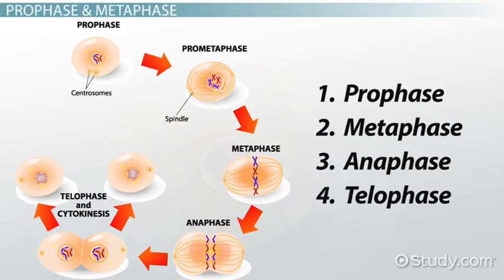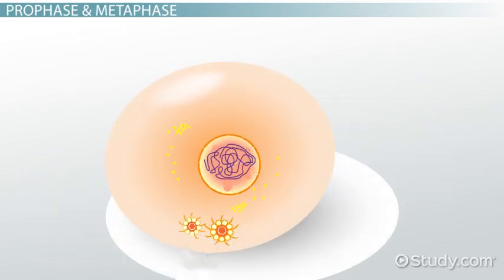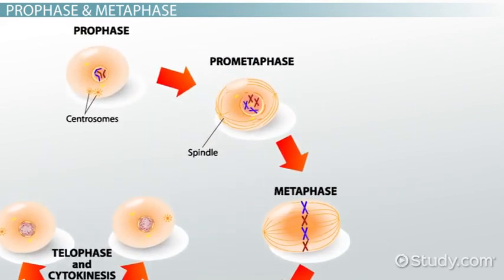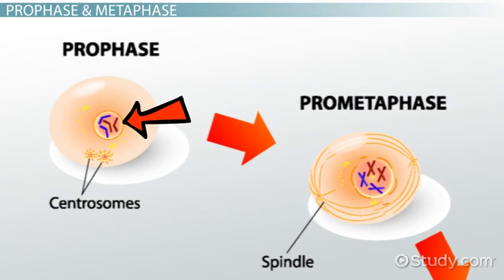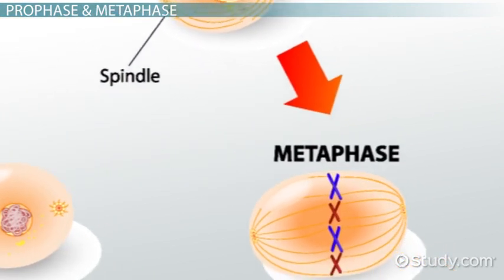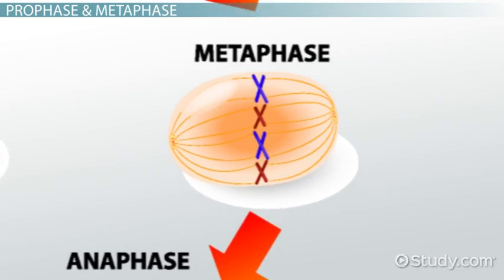Before prophase, chromosomes are actually not visible. The DNA is very loosely arranged and called chromatin. During prophase, chromatin will condense into visible chromosomes. Additionally, the nuclear envelope surrounding the DNA disappears. Spindle fibers form from centrioles. Spindle fibers attach to centromeres, and centrioles move to opposite ends of the cell. The centrioles continue to move apart and pull the chromosomes as they move.